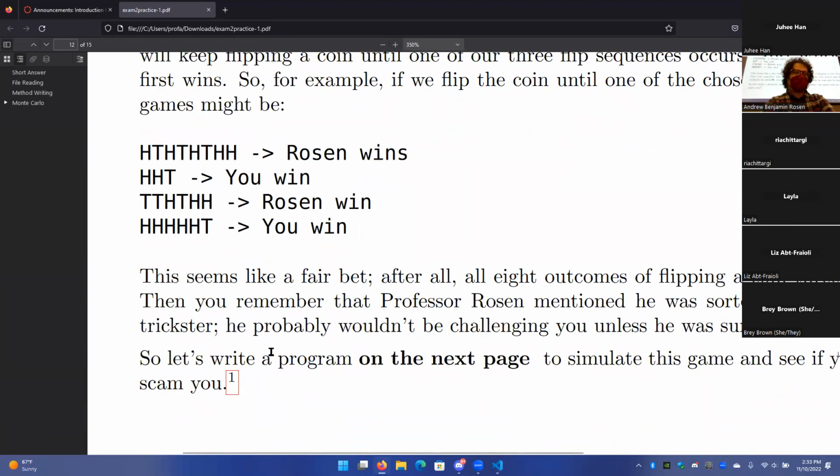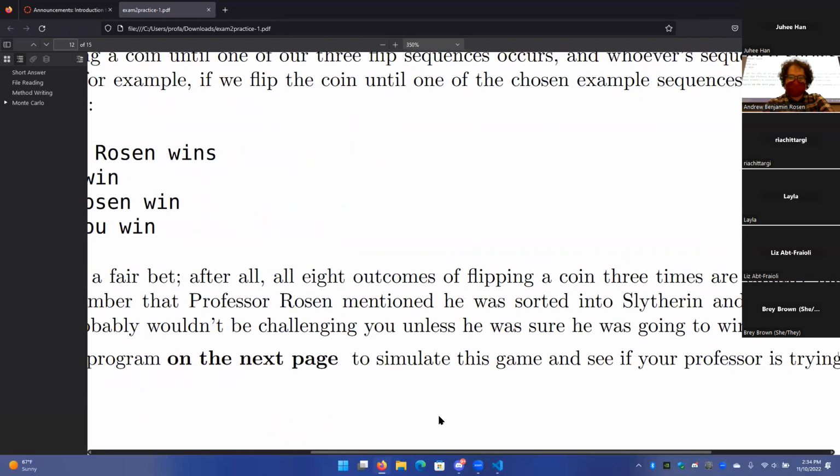Remember, I am not going to challenge people to games of chance for stakes of $100 unless I'm pretty darn sure I'm going to win.